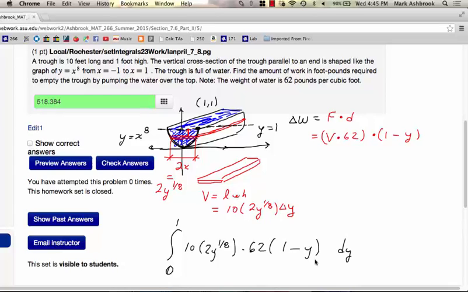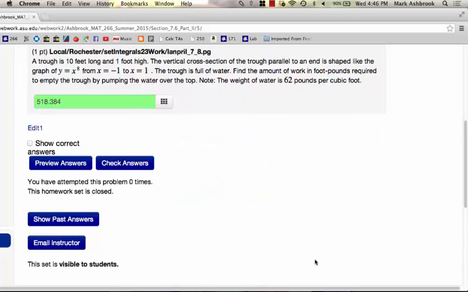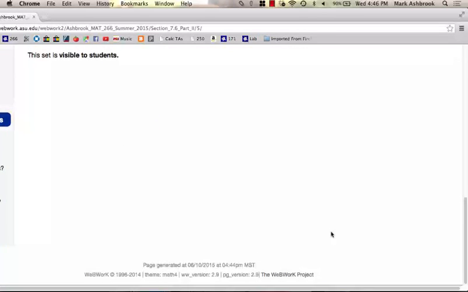Okay, what about from the book? Milk truck? Okay, last chance for questions on the trough. Okay, so the milk truck.